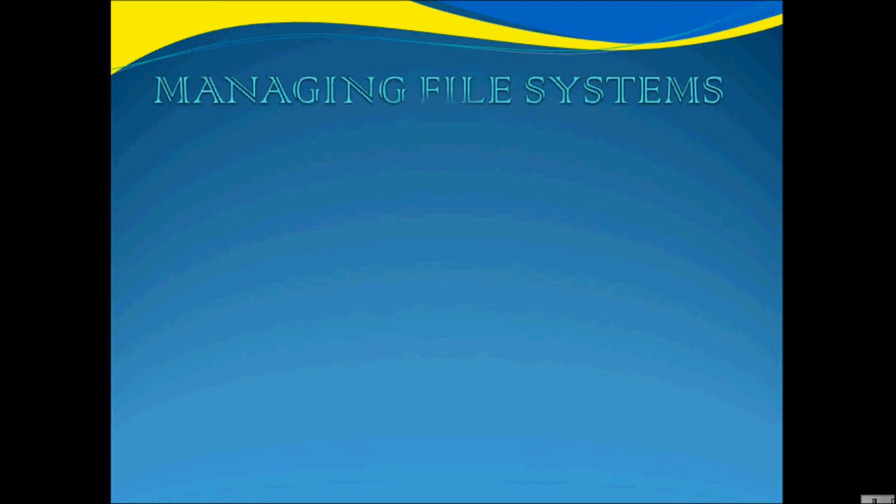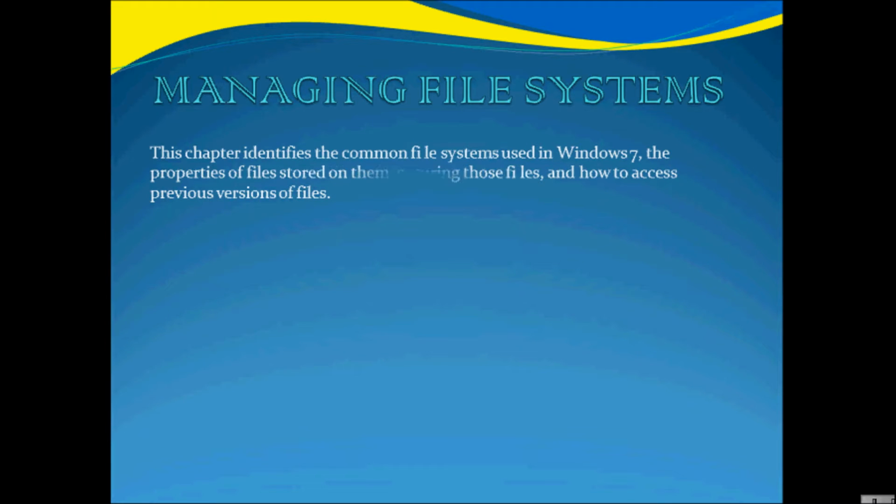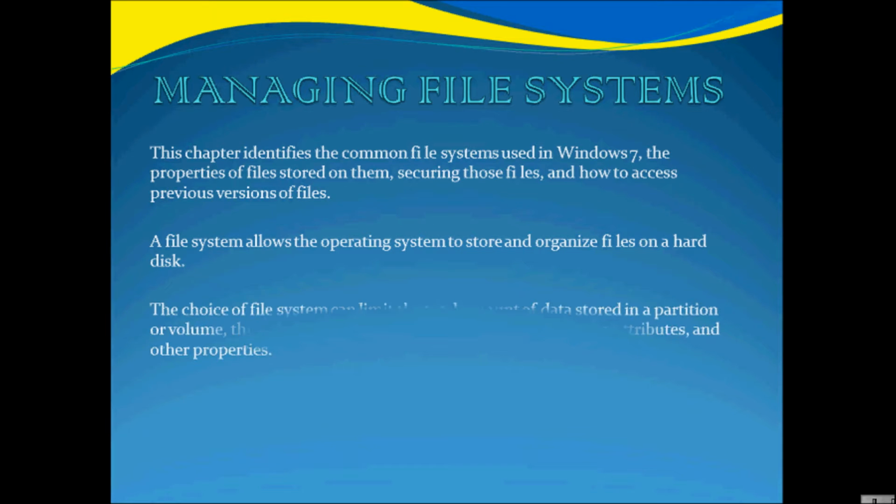Now the next topic is managing file systems. This chapter identifies the common file systems used in Windows 7, the properties of files stored on them, securing those files, and how to access previous versions of files. Let's determine what a file system is. A file system allows the operating system to store and organize files on a hard disk.